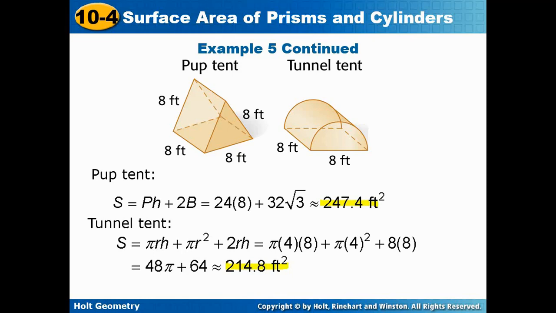So compare the two answers. You can see obviously that the half cylinder, the tunnel tent, is better than the prism one. The tunnel tent requires less nylon, so it will be better than the other.